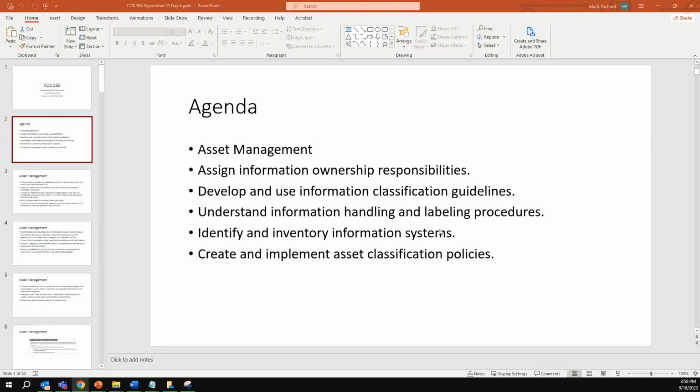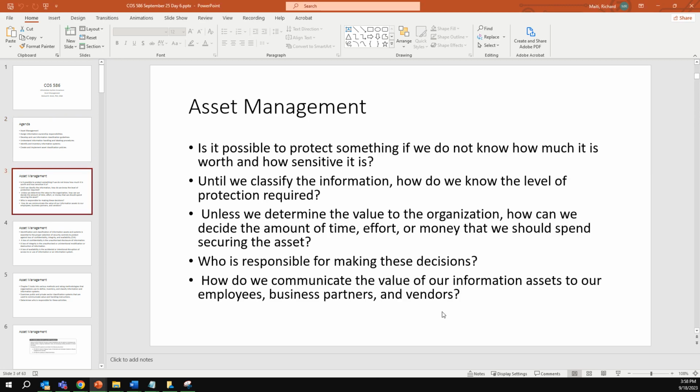So today we'll talk about asset management: assigning information ownership responsibility, developing and using information classification guidelines, understanding information handling and labeling procedures, identifying and inventorying information systems, and creating and implementing asset classification. So, asset management.